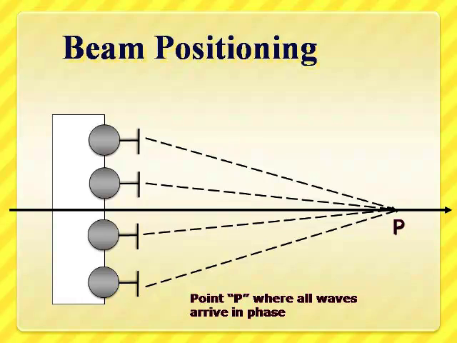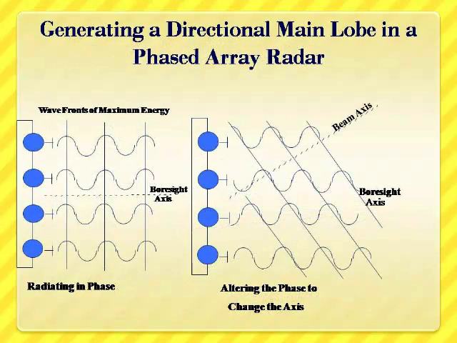So this way, if we are able to do that, then we say the beam is pointing towards the point P. Generation of a directional lobe in a phased array. How do we get a highly directional beam from a phased array can be seen in this diagram.